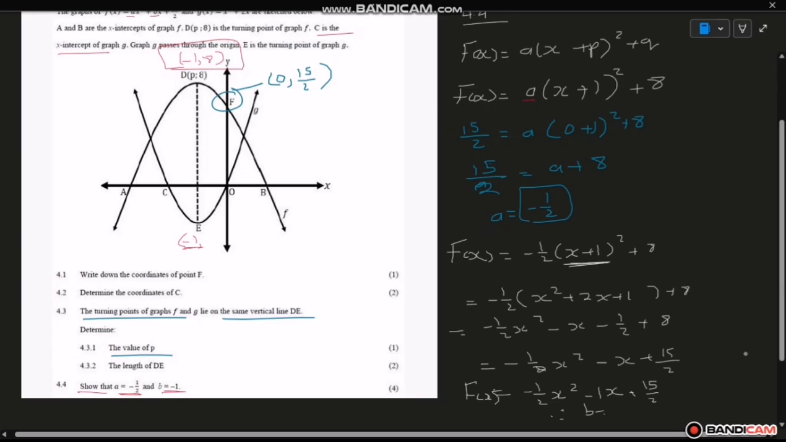Literally we have shown that b equals this negative 1 here, then b equals negative 1. Now we are done. So this is how you solve this easy question.